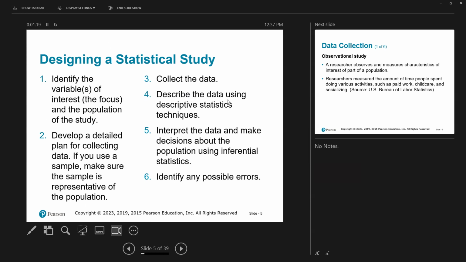Fourth one is describe the data using descriptive statistics techniques. Fifth one is interpret the data and make decisions about the population using inferential statistics. And six is identify any possible errors.